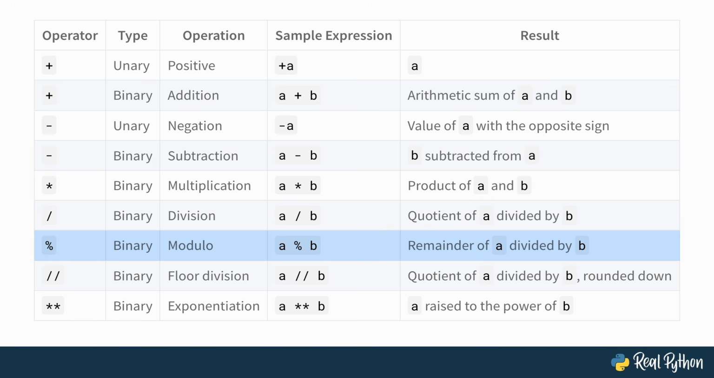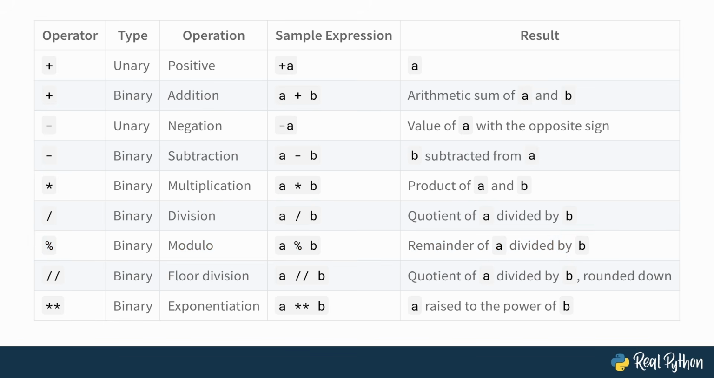Getting a little more interesting now, the percent sign becomes the modulo operator. A % B, or A mod B, returns the remainder of A divided by B. And its complement, floor division, is denoted by two slashes. A // B returns the quotient of A over B rounded down. And lastly, the exponentiation operator, denoted by two asterisks. A ** B returns A raised to the power of B.